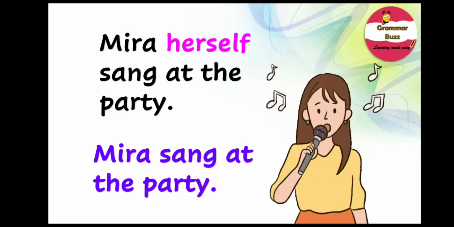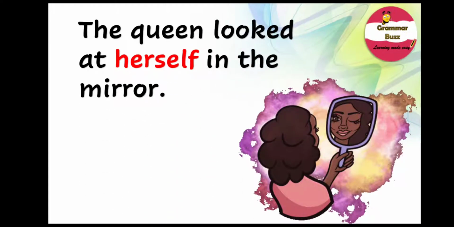Well, what about this sentence then? It says, "The queen looked at herself in the mirror." In this sentence, the queen is the subject and herself is the object. The queen looked at her own self. So here the subject and the object are the same. And this herself is used to refer back to the subject, that is the queen, and not for emphasizing it. So herself here is a reflexive pronoun and not an emphatic pronoun.